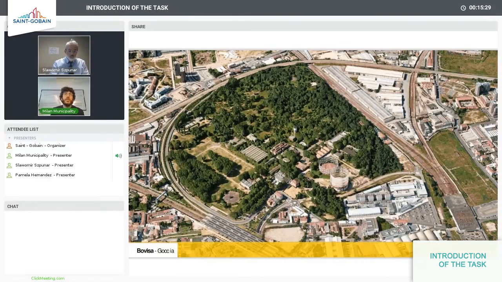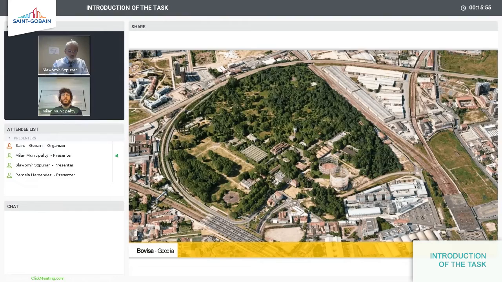One of the most important is the Bovisa Goccia, which is paradigmatic of a kind of development that we have in mind. So basically, this is a former industrial area, with a very big post-industrial natural landscape that grows in the area, with a series of monumental heritage buildings, and next to a university which wants to expand and to grow in the area.